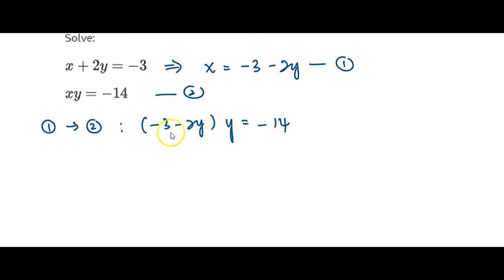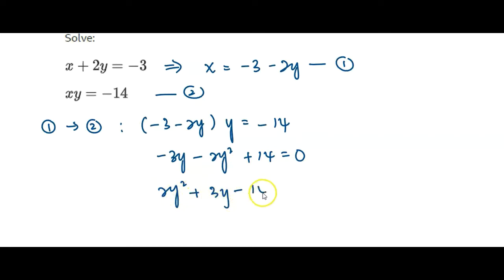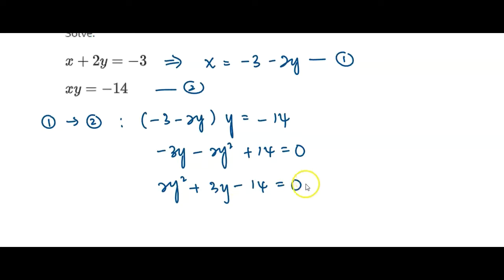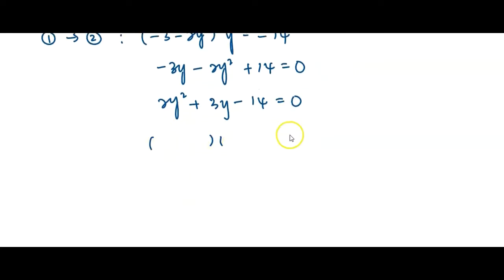Then you can expand it. You get negative 3y minus 2y squared plus 14 equals 0. If I multiply both sides by negative 1, I get 2y squared plus 3y minus 14 equals 0. Now you can try to factorize, see whether it can be factorized. 2y multiplied by y.